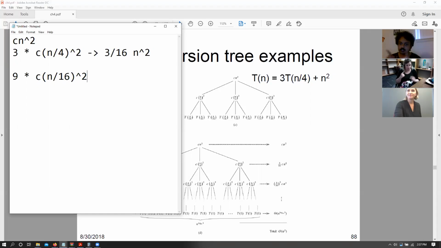9 parts, where each of those parts is a quarter of n by 4. A quarter of n by 4 is n by 16, and we have the square of that because the merge complexity is squared. Does this make sense? Yes, no, no is fine. I'm assuming a no.